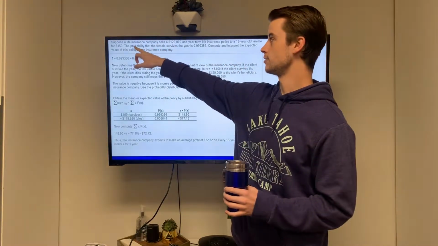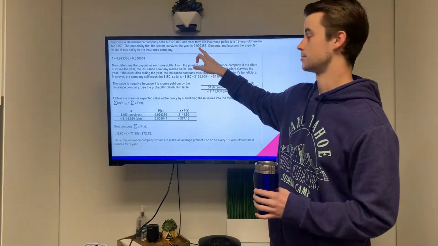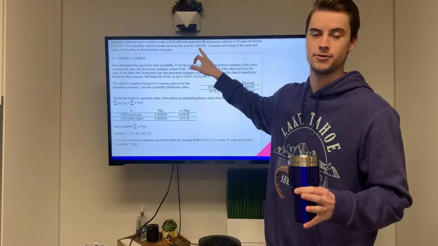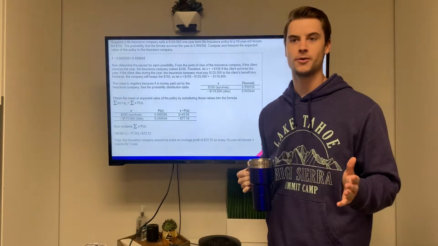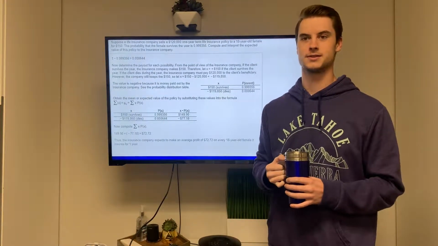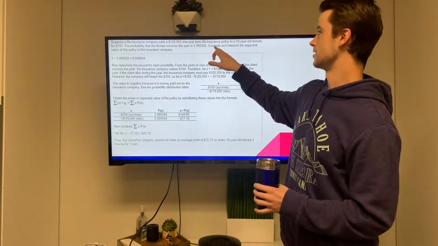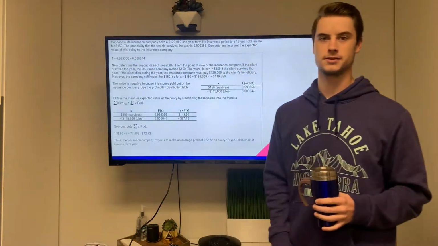Of course, they assign a probability to that. The probability that the female survives the year is pretty high. It's almost a full 1, almost 100%. 0.999356. She's pretty smart with how she lives. She doesn't take any risks, it looks like. So it's asking us to compute and interpret the expected value of this policy to the insurance company.